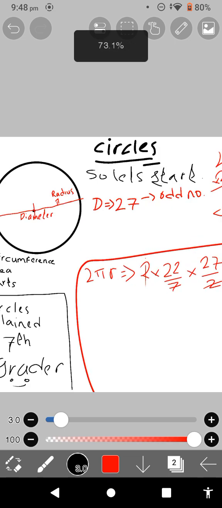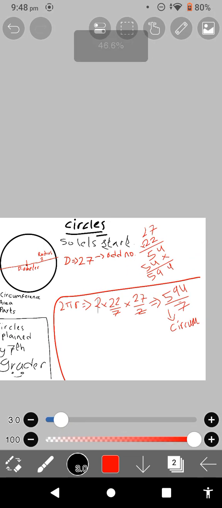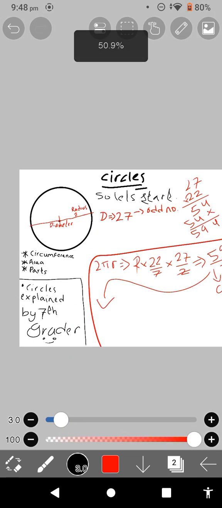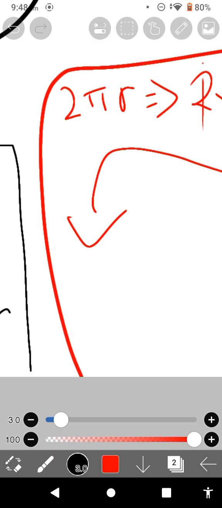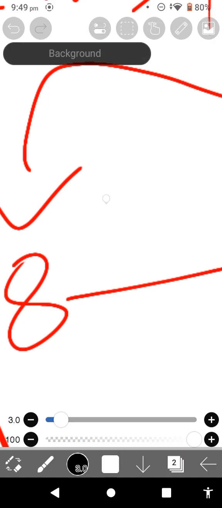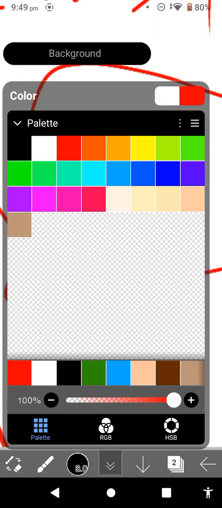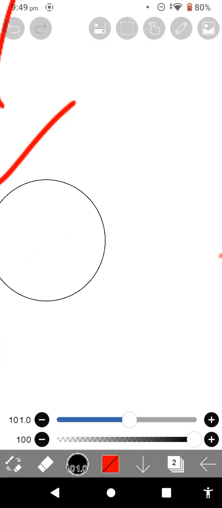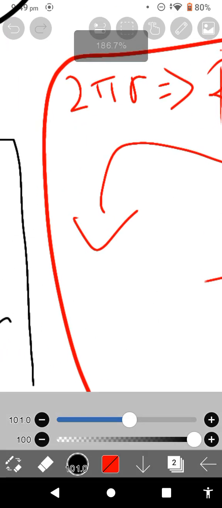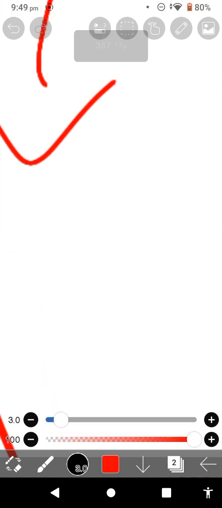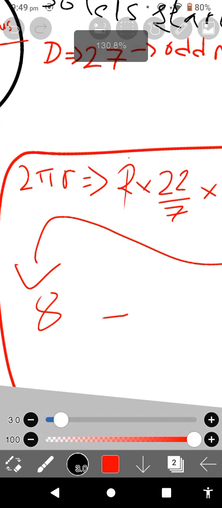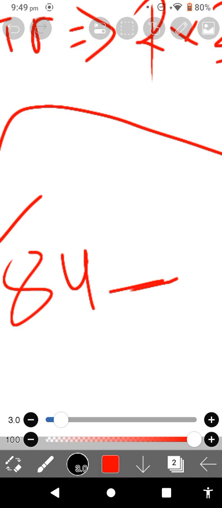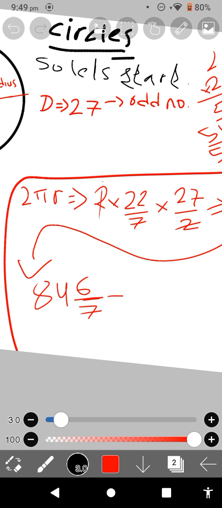That means, let's do it in mixed fractions. Now that means it is 8, and then erase it all, and we'll do it right back. 8 and 4 by 7. This is the mixed fraction.